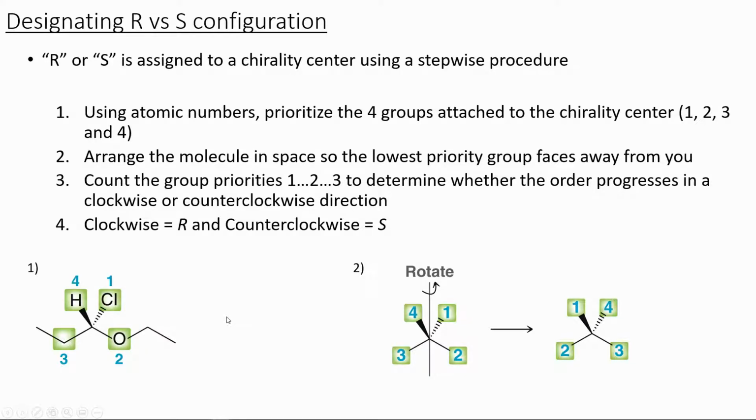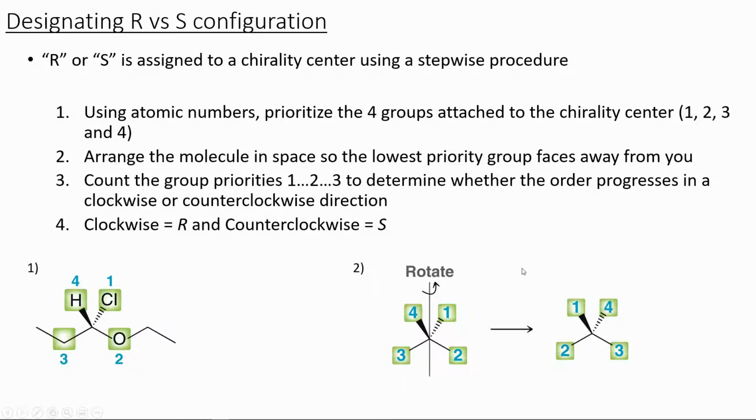So once we've prioritized every single one of the substituents, we're going to orient the molecule, rotate it, so that the 4 is going to be a wedge. We want the 4 to be facing away from us. And then we can count the priorities, 1, 2, 3, to determine the order that they're in. So here, 1, and then to the left is a 2, and then here's a 3. If we envision this as a circle, it would be counterclockwise. So counterclockwise is always S, clockwise is always R.